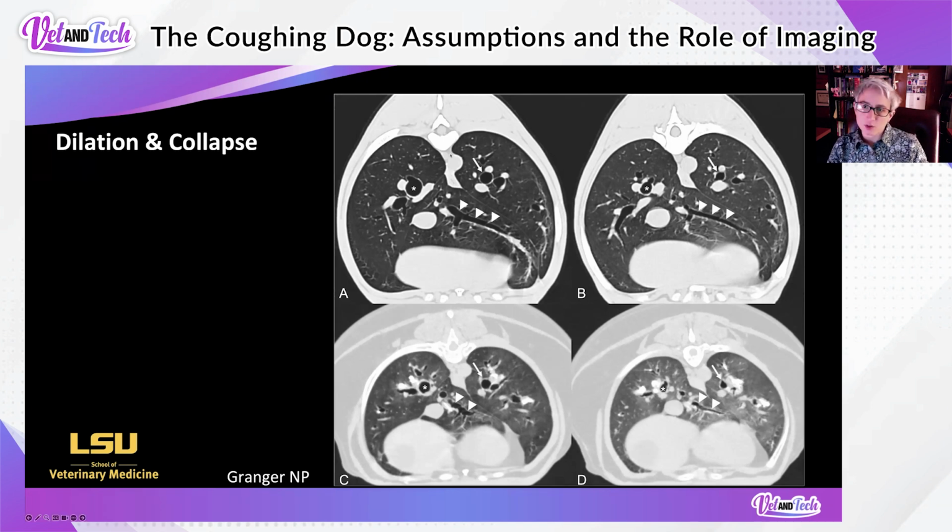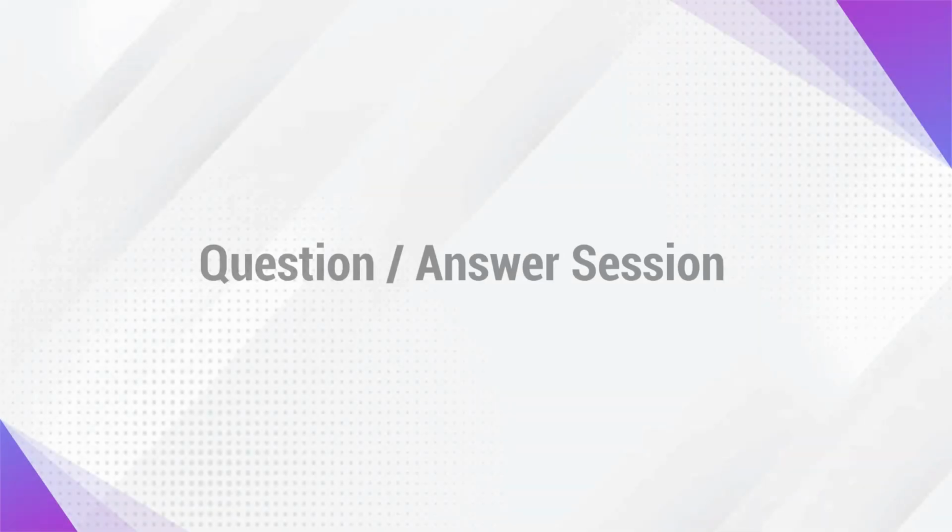So I have a normal dog on the top row. A is inspiration, B is expiration, and this is the expected diameter change of a normal dog's accessory lobar bronchus. I just pulled that one as an example because it's easier to get on a single slice.